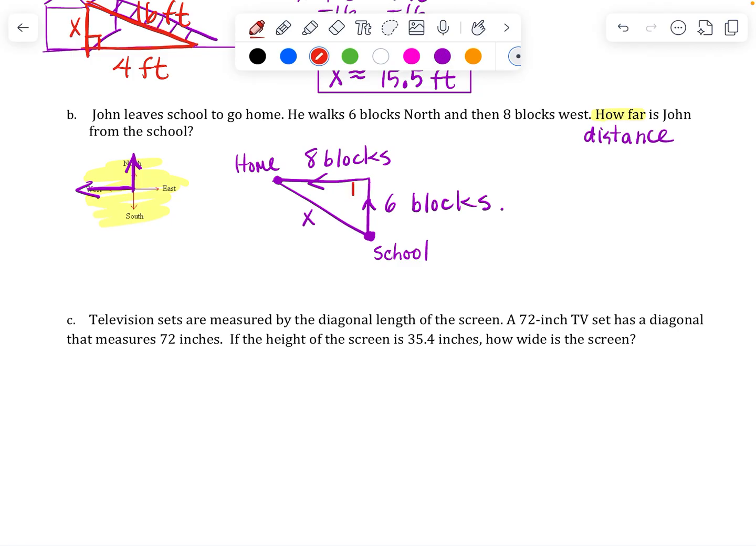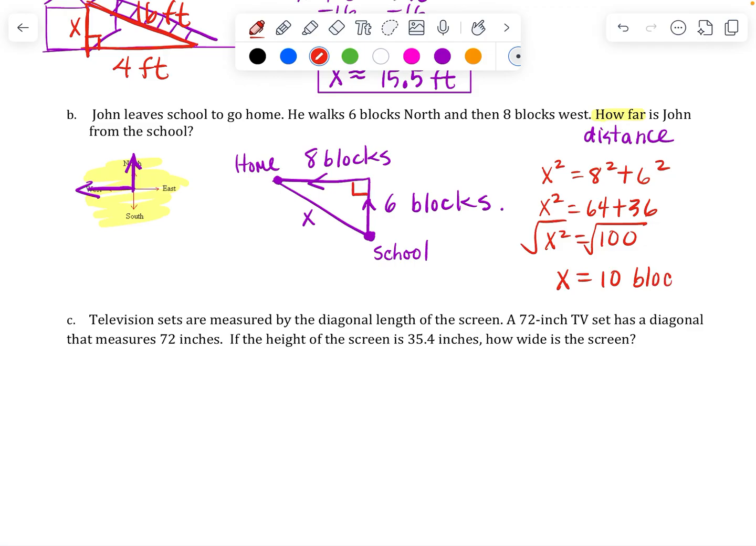And so that would be, again, a right triangle problem where we can apply the Pythagorean theorem. So our hypotenuse is x. So we're going to say x squared equals 8 squared plus 6 squared, our legs. X squared equals 64 plus 36. X squared equals 100 if you add up those two numbers. If you square root both sides, you end up with an x of 10. You should include units. Everything is being measured in blocks, so your final answer should also be in blocks.